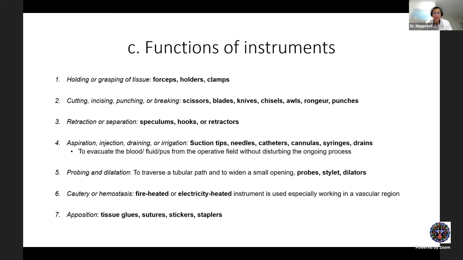So tissue glues, everyone knows that. It's a Tisseel or a fibrin glue. And we use sutures, everyone uses that. Stickers are for the finer plastic surgeries. We use skin stickers rather than sutures so that there's minimum suture-related impression over the skin. And staplers are rarely used in ophthalmology, but they are coming up.